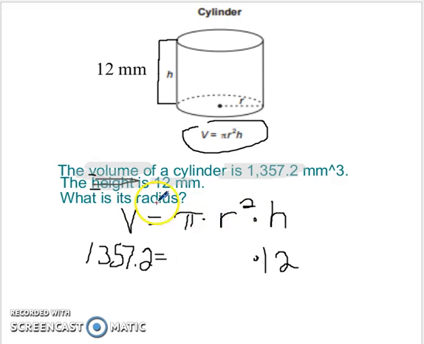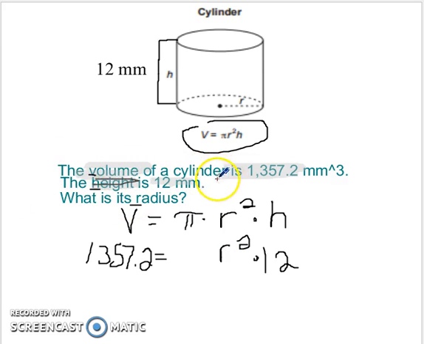It says, what is the radius? So I don't have that. So I'm just going to leave the r, right? There's an r in radius, so that's this right here. I don't know it. That's what we're going to actually try and solve for. And I know what pi is, but it's not in here. It doesn't say anything about pi in my problem.